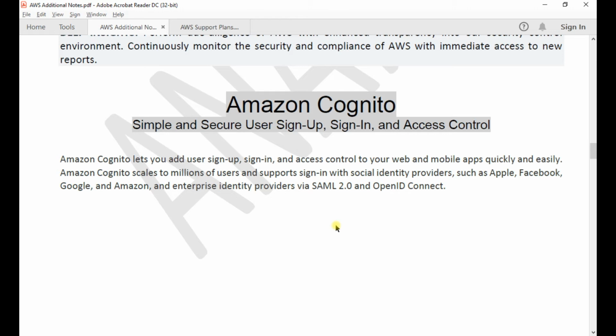It scales to millions of users and supports sign in with social identity providers such as all these, and enterprise SAML. What is this SAML? SAML is Security Assertion Markup Language. This is a kind of markup language, like what we have seen with JSON, which basically establishes security between your AWS infrastructure and your end devices, and also OpenID Connect. So this basically establishes a kind of trust. Okay, so this is about Cognito.